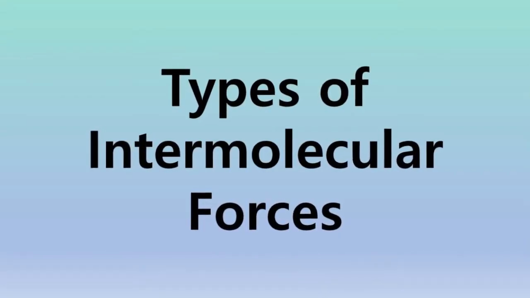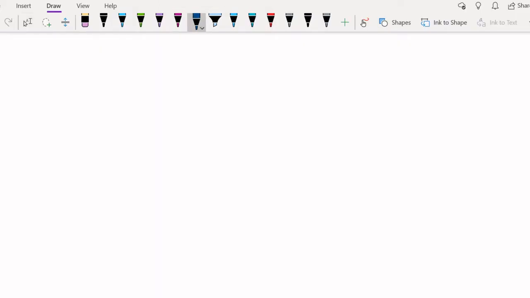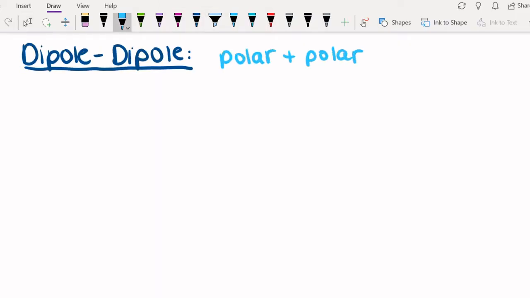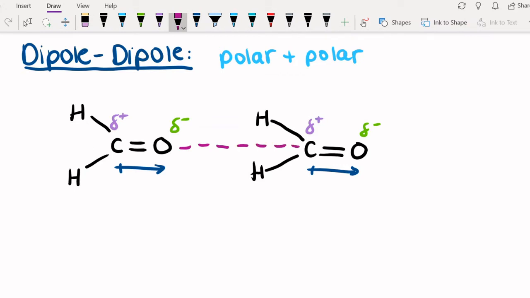We are going to go through the different types of IMFs involving polar and charged molecules from weakest to strongest. Dipole-dipole interactions exist between polar molecules. For example, in formaldehyde, oxygen is more electronegative than carbon, giving oxygen a slight negative charge and carbon a slight positive charge. As a result, the partially negative oxygen in one molecule will be attracted to the partially positive carbon in another formaldehyde molecule. This is a dipole-dipole interaction.